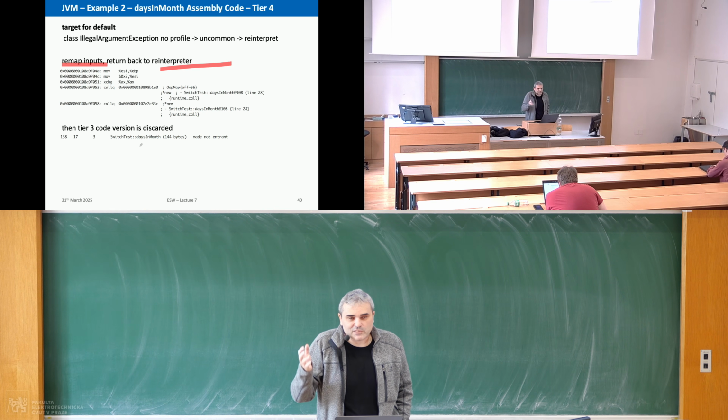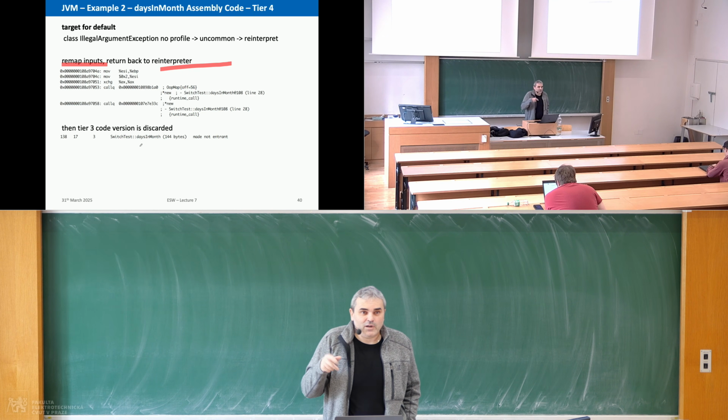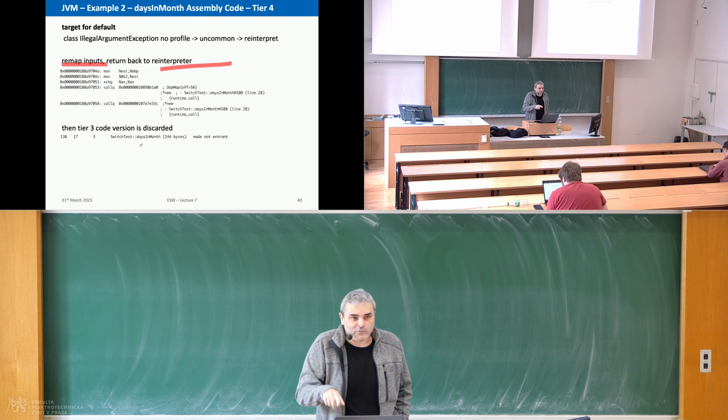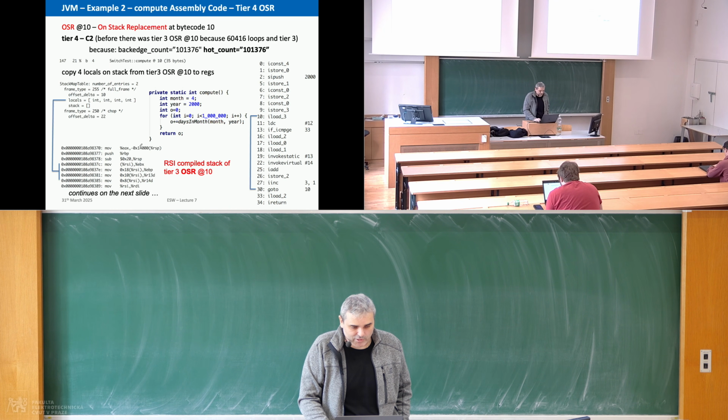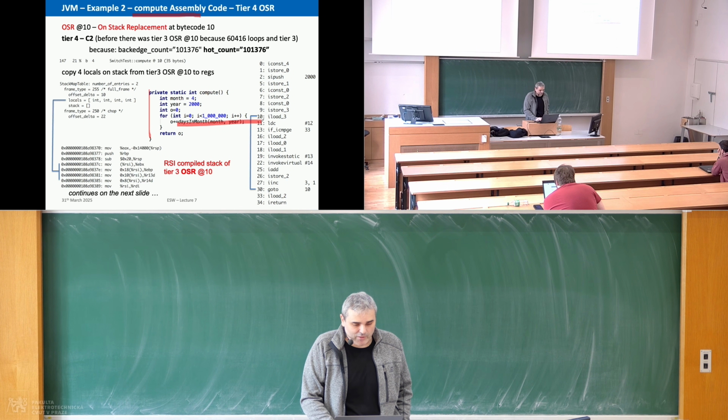So if for some reason some different piece of the code later calls this one with a different input argument than 4, remap it, recompile it for that address and so on. So that's what is happening in C2 compilation as well, that risky assumption in advance. Here we are moving to the compute method of our example. The method is here. That's the one having that 1 million cycle calling our days in month.